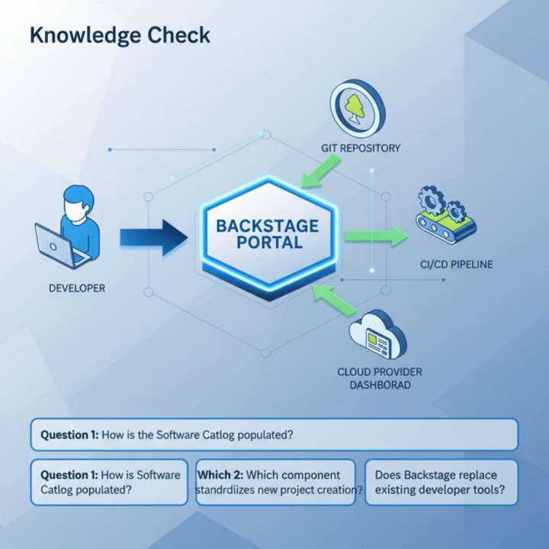Second question: an engineering team wants to ensure every new microservice is created with the standard observability stack and security scanning pipeline. Which core Backstage component would be used to automate this process? The answer is the software scaffolder. By creating a standardized template, they can enforce these best practices from the moment of creation.